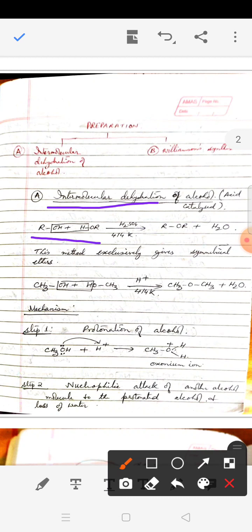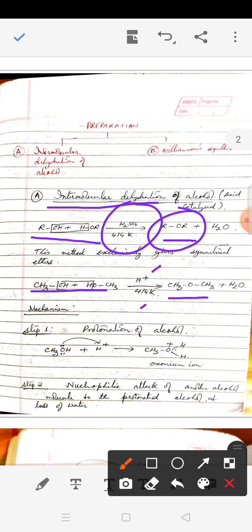So we write the reaction ROH plus HOR. It is catalyzed by acid and heated at low temperature, and we get ROR and H2O. This method is suitable only for preparation of symmetrical ether. No unsymmetrical ether can be prepared by this method. So we have taken the example methanol, two molecules of methanol in presence of proton and heated to 414 Kelvin gives you dimethyl ether or methoxymethane.